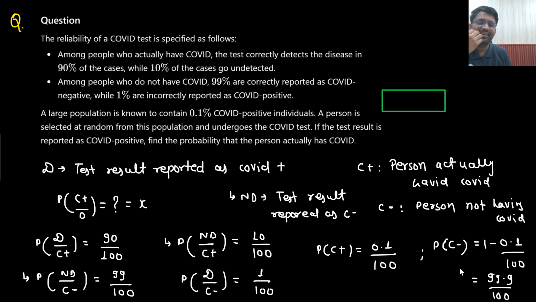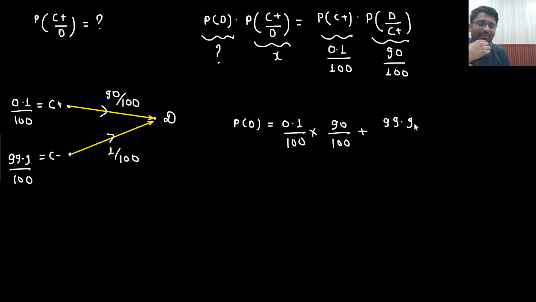They will write down 0.1 by 100 and they would have written 99 by 100 or 0.99 by 100, whatever they would have written. I have seen a lot of people mess up in this calculation. So 0.1%, 99.9%. Okay, so this you take care.